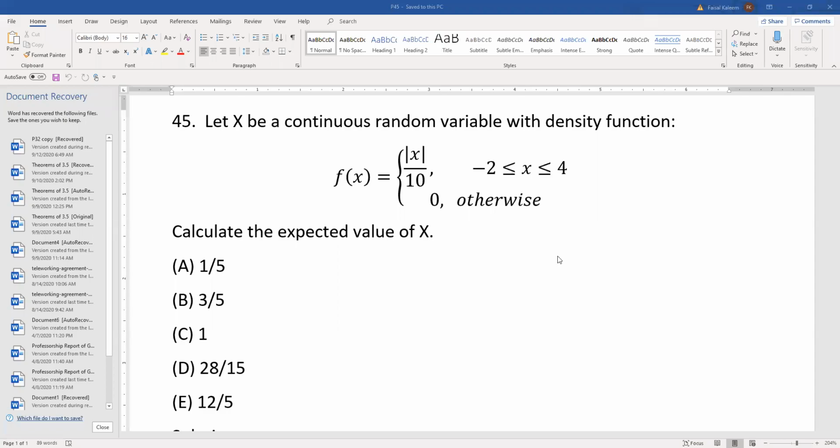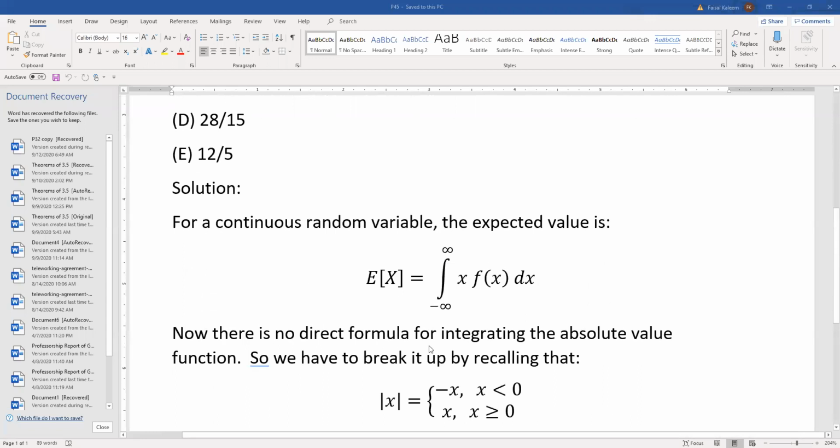Let x be a continuous random variable with density function given here. Calculate the expected value of x. So now for a continuous random variable, the formula for the expected value is the integral from negative infinity to infinity of x against f of x.